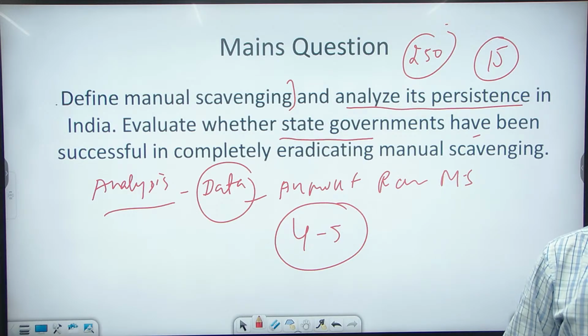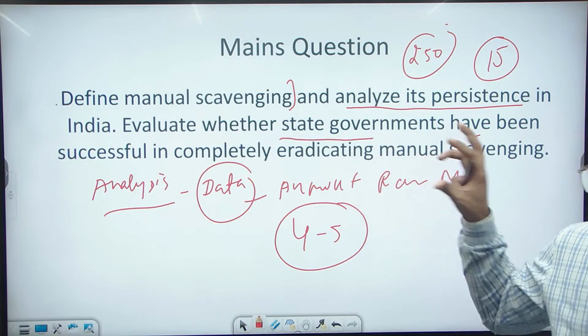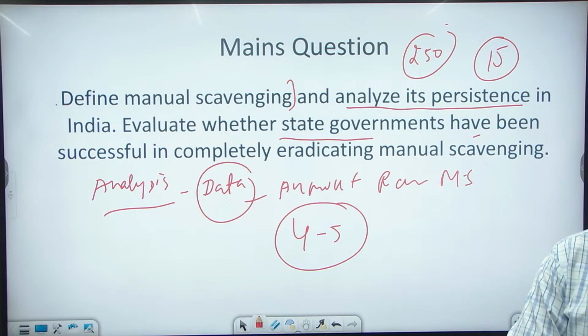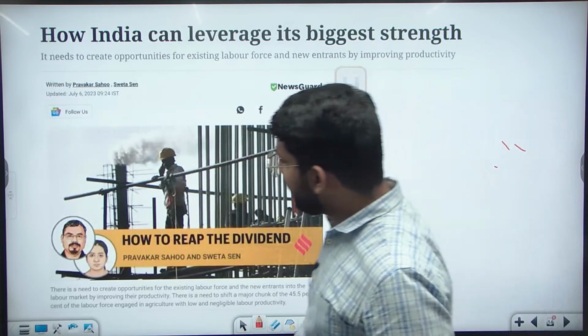You can write about the use of robotics in manual scavenging, the use of machinery, skills development related to it, and any other state government initiative specifically related to manual scavenging. So you will search for that specific state initiative and any successful initiative by any of the states related to manual scavenging. So the next topic of our discussion is the demographic dividend.